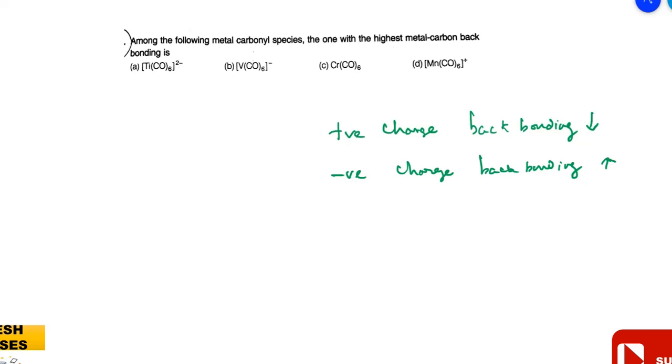Back bonding is the donation of electrons from the metal to the ligand atom. So the greater the negative charge on the metal, the greater the metal carbon back bonding. Here the negative charge is greatest in the Ti(CO)6 2- complex. So the answer is C. The greater the positive charge, the lower the back bonding; the greater the negative charge, the greater the back bonding. This is the concept.